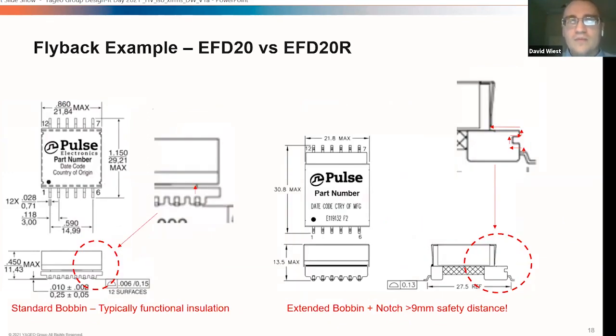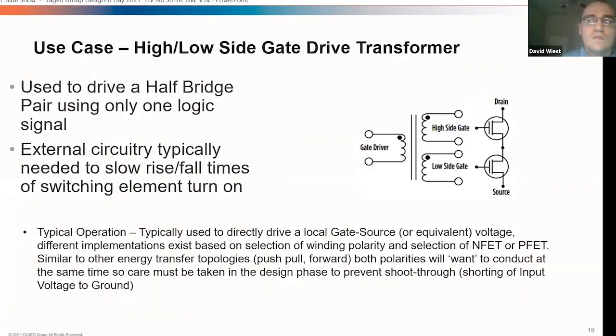And if we go back to revisit the EFD20, this is just a real case example found in, for example, an inverter. The original design called out an EFD20, and while it worked, it did not meet the required safety in the project. So an extended bobbin with that notch allows us to, again, use that same optimized design and still meet safety requirements while minimizing the impact on the layout.